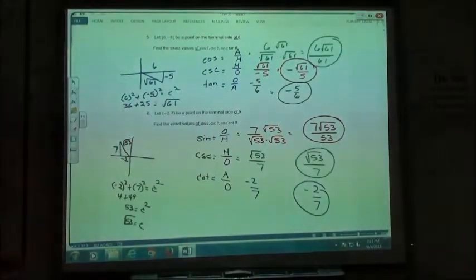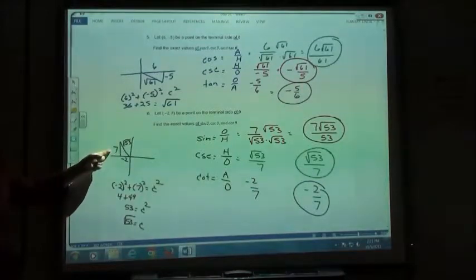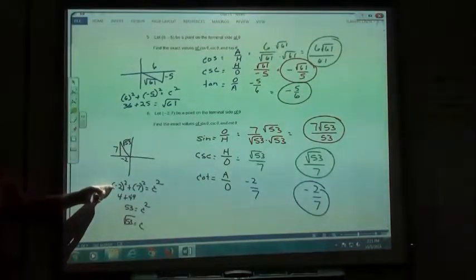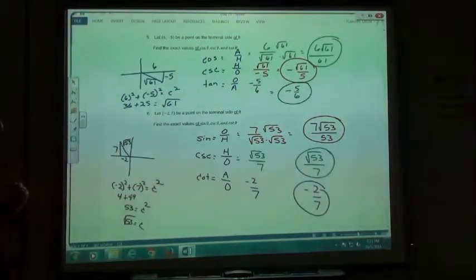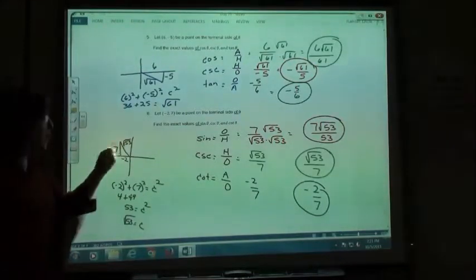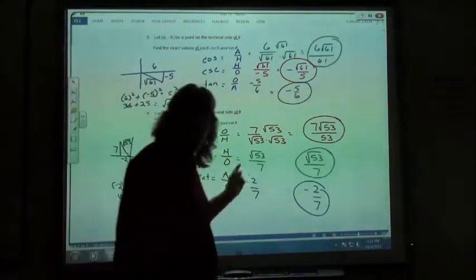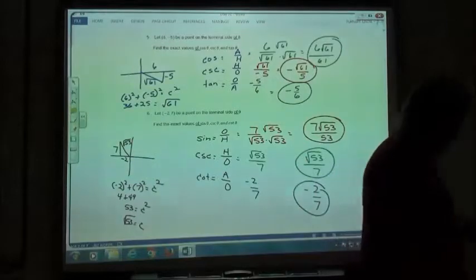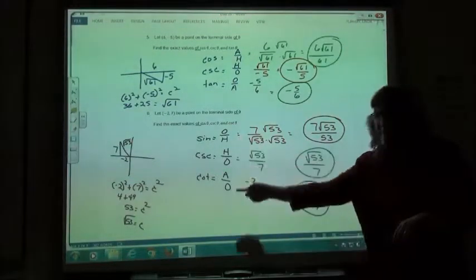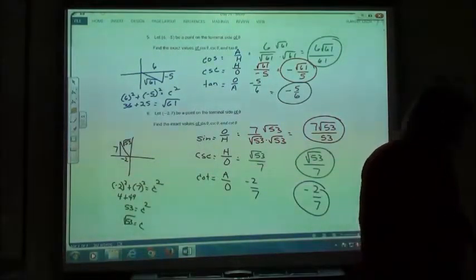So just finding these by drawing our reference triangle, doing the Pythagorean Theorem in order to find the value of our hypotenuse, and then plugging them into the formulas, if you want to call them formulas, for sine, cosine, tangent, cosecant, secant, or cotangent.